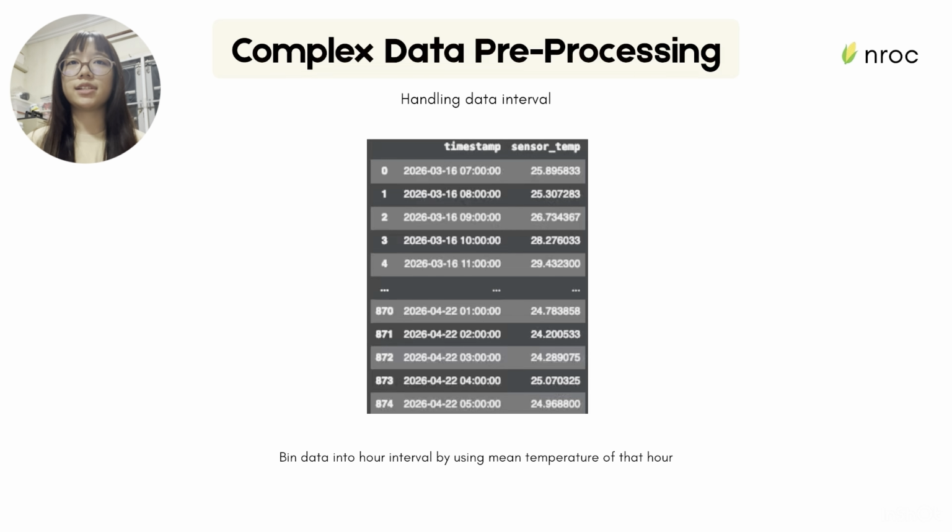For the preprocessing part, the first step we perform is binning. The raw sensor logs are read every 5 minutes, but since OpenMeteo provides hourly data, we need to align both at the same resolution. We bin our sensor readings into hourly intervals by computing the mean temperature within each hour. The result is a clean hourly time series, shown here.